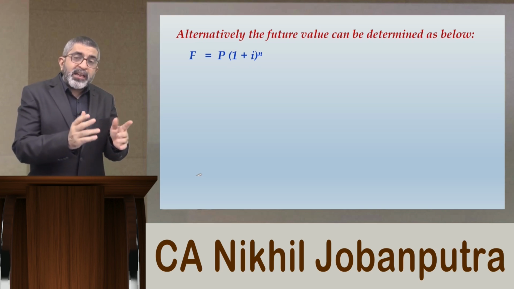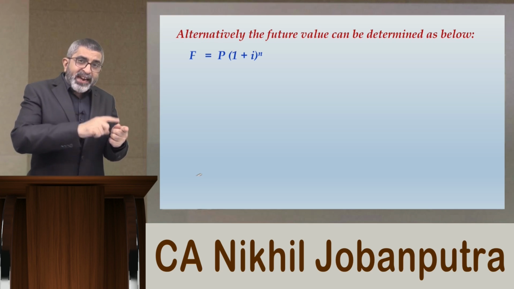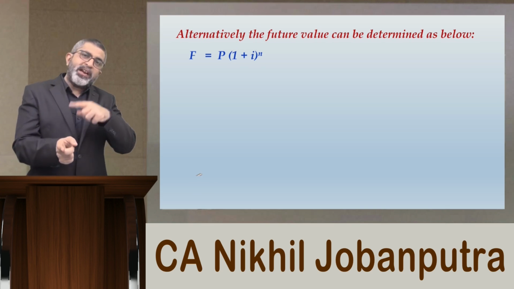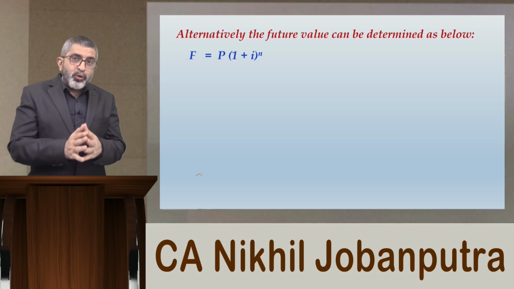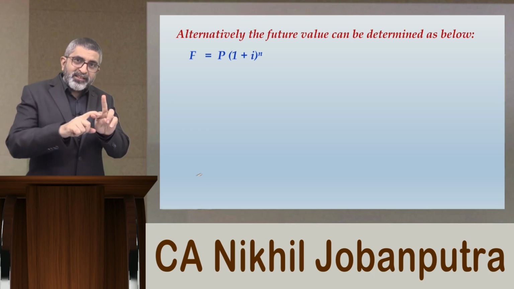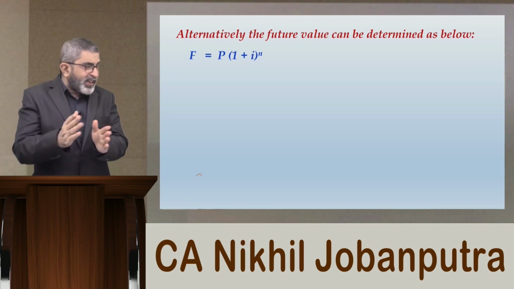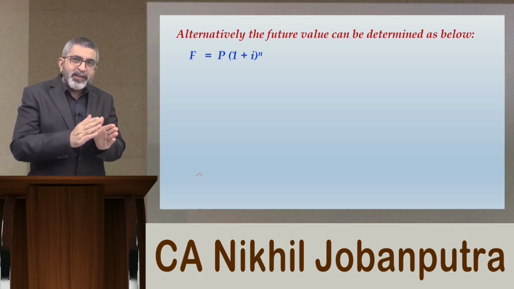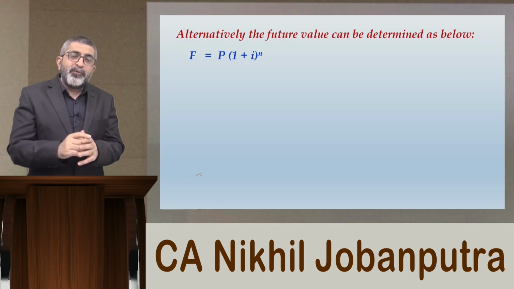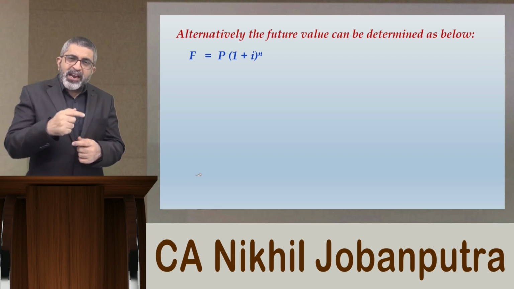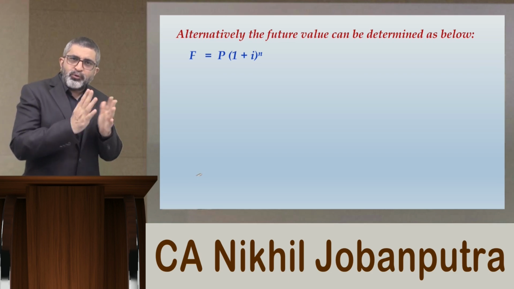Future value factor is such a factor that when multiplied to the present value, it will convert the present value into the future value. So we are going to learn two types of factors in this chapter. One is the present value factor, another is the future value factor. Right now what I have shown to you as (1 + i) raised to n is the future value factor, which when multiplied to the present value, will convert the present value into the future value.